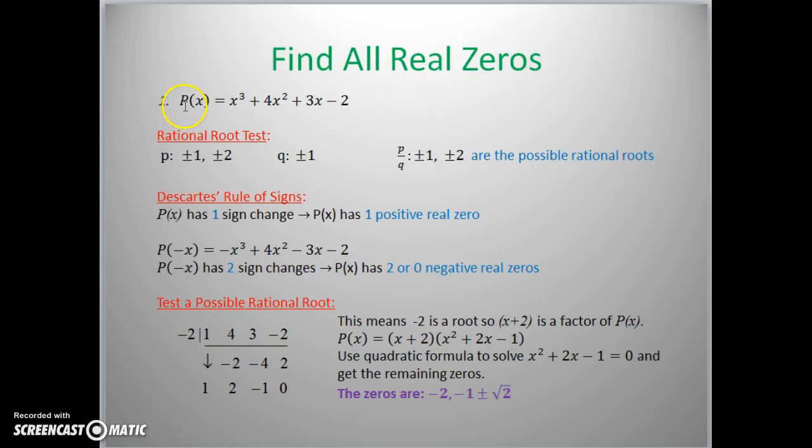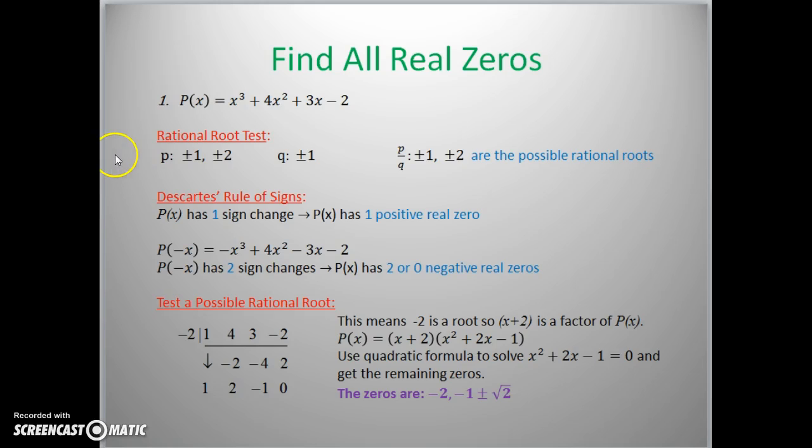Here's our first example. P of x is equal to x to the third plus 4x squared plus 3x minus 2. First, we'll look at the rational root test. To find the p's, we look at factors of the constant term, which in this case is negative 2, and the factors of negative 2 are plus or minus 1 and plus or minus 2.